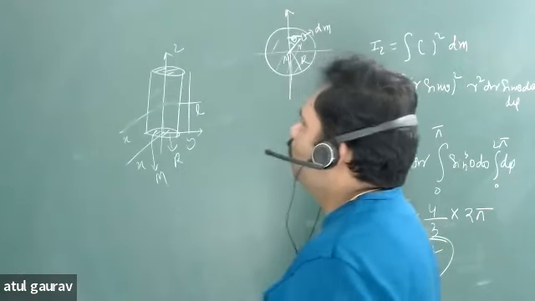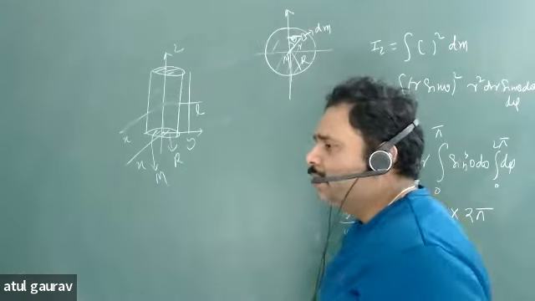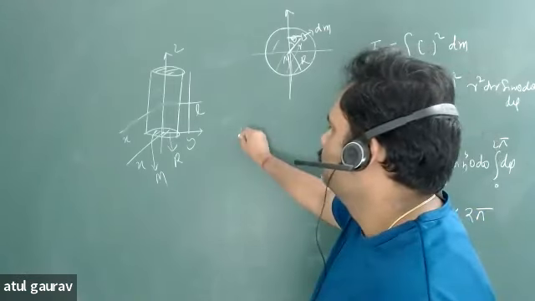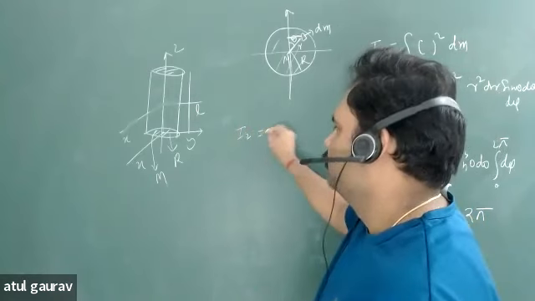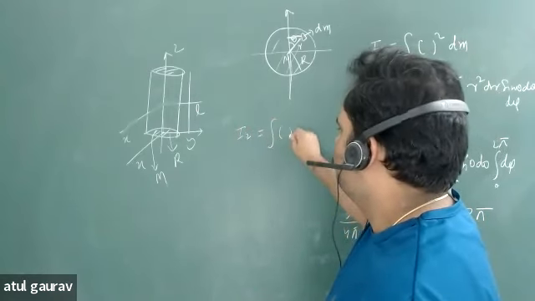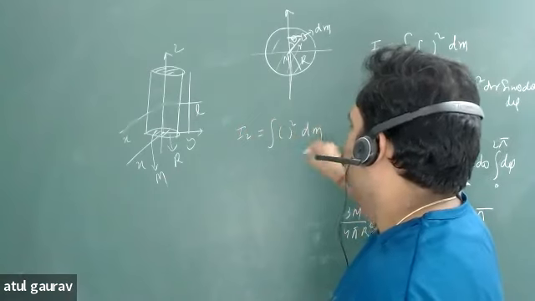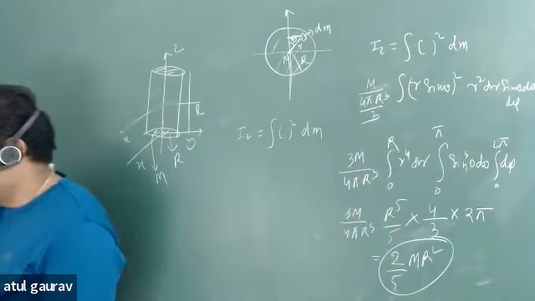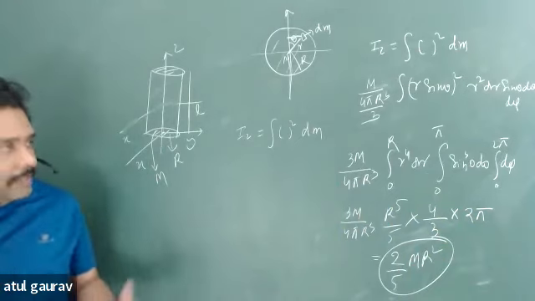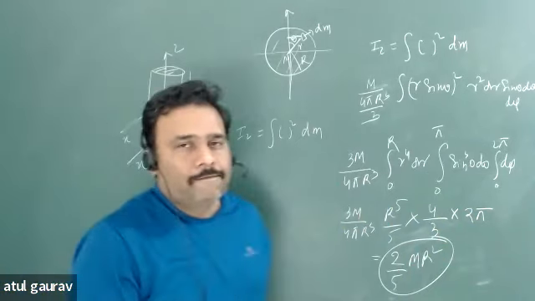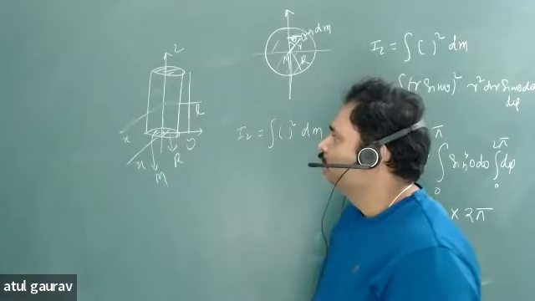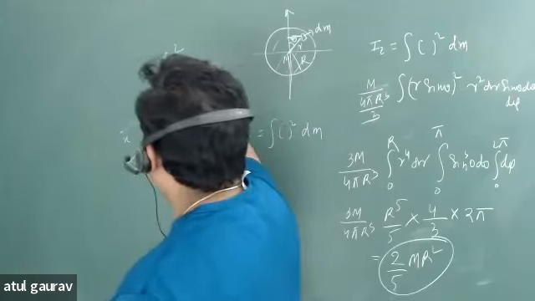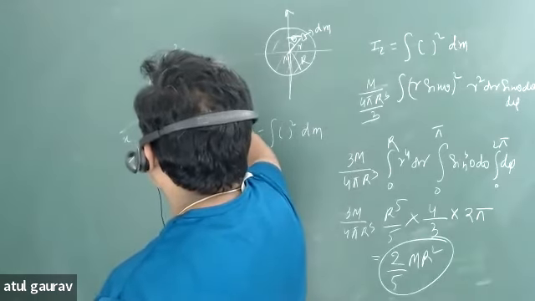So what will be your moment of inertia? Which coordinate system would you like to solve in? Cylindrical. Cylindrical coordinate system. So something square dm. What is this something square? Visualize the cylindrical coordinate system. Suppose somewhere here we are taking a dm. Don't worry, we are just taking some dm here.